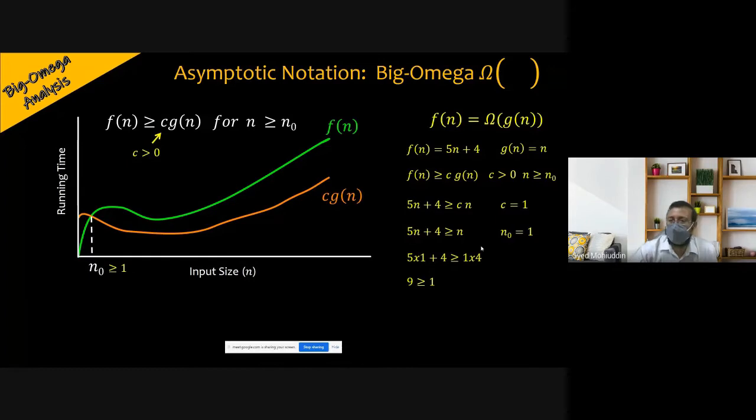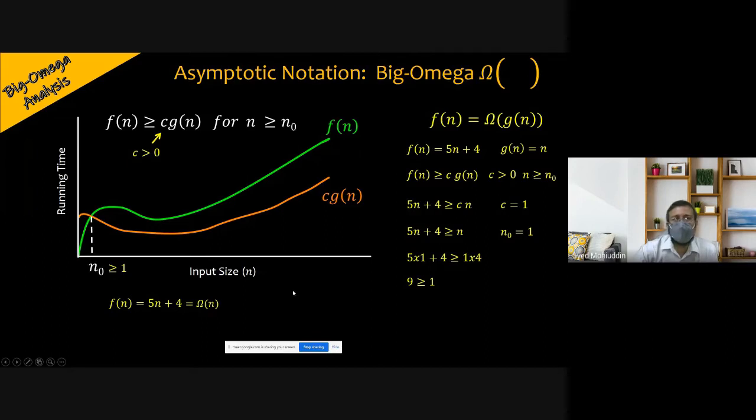So we can say that f of n is big O of g of n. When we are saying this, we are saying f of n is 5n plus 4, which will be equal to, not big O, omega of n. So omega of n is nothing but omega of g of n. G of n is we are taking n. So we can say that this is omega of n. So that's how we define omega notation.